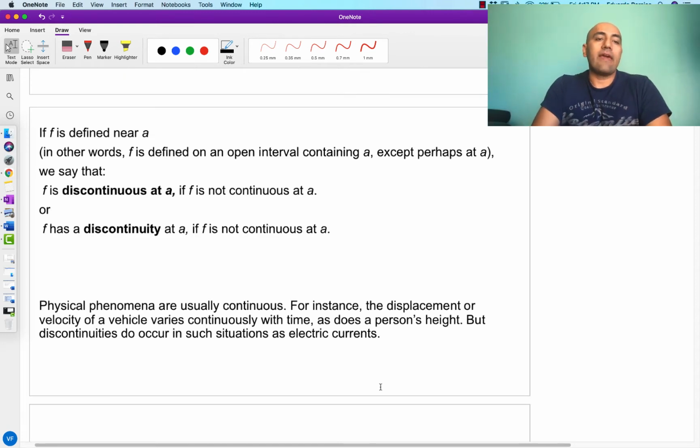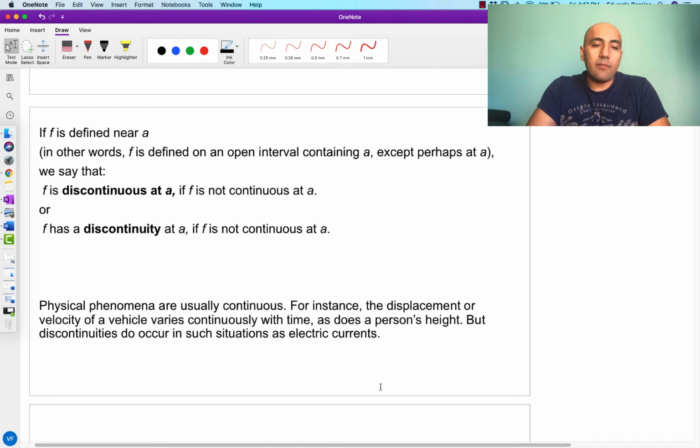So, if f is defined near a, in other words, f is defined on an open interval containing a, except perhaps at a, we'd say that f is discontinuous at a if f is not continuous at a, or has a discontinuity at a if f is not continuous at a.